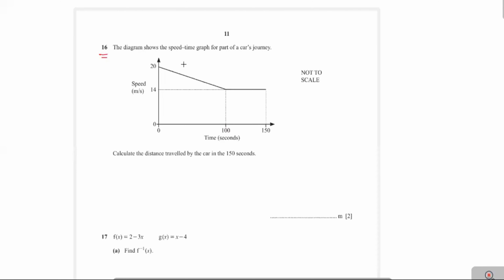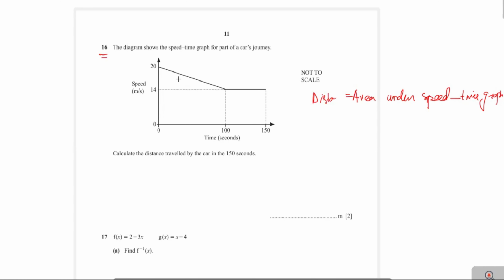Question number 16. The diagram shows the speed time graph for part of a car's journey. Calculate the distance traveled by the car in 150 seconds. Now you see here, this is the speed time graph. The distance can be calculated in a speed time graph by the area under the speed time graph. Now the area under the speed time graph will be equal to the distance.